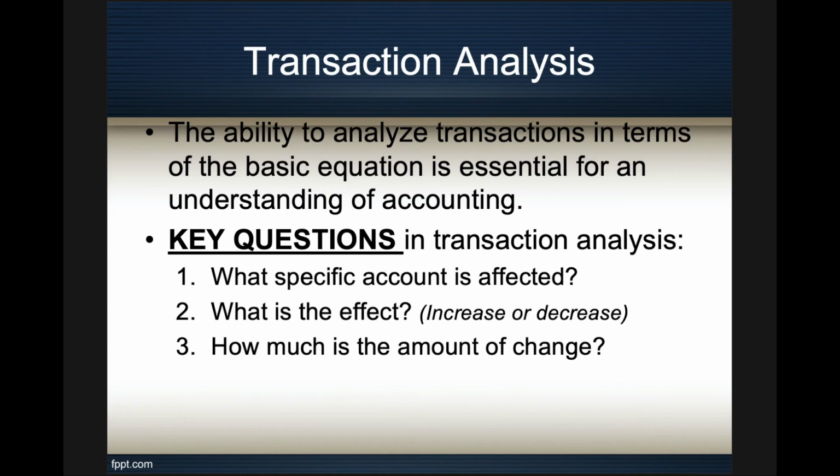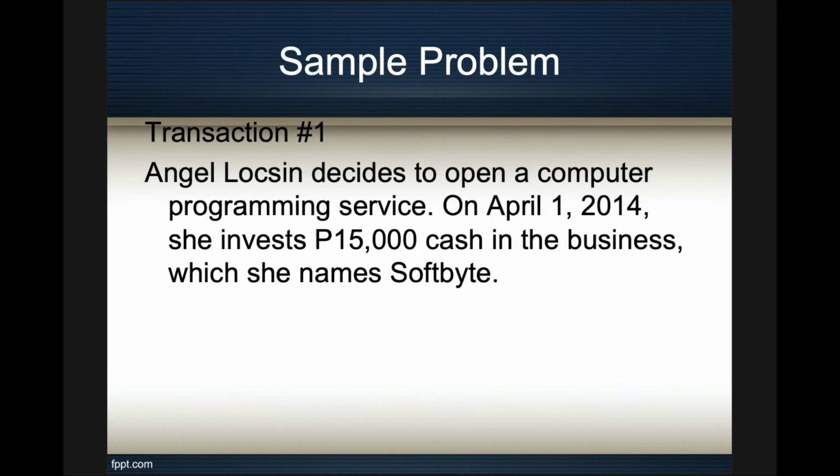So let me give you an example. So these are just a series of three transactions, but I made a separate video of all this transaction analysis, and I have posted the link in the description below. Okay, so, sample problem. Angel Locsin decides to open a computer programming service. And on April 1, 2014, she invests 15,000 cash in the business, which she names SoftBite.